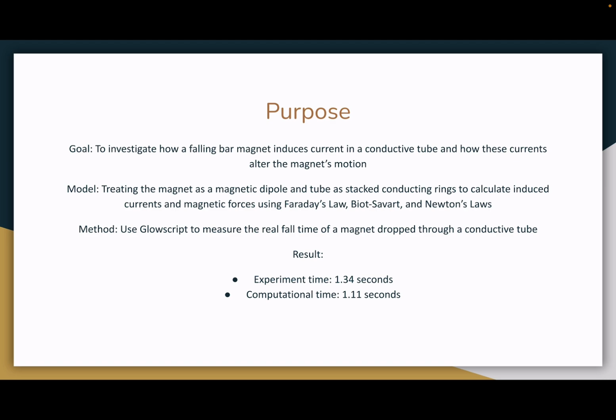The method was to use a stopwatch to measure the real fall time of the magnet dropped through a conductive tube. The main result I got, after averaging all the times it took for the magnet to exit the tube once it was dropped, was 1 minute and 34 seconds, and the computational time was 1 minute and 11 seconds.